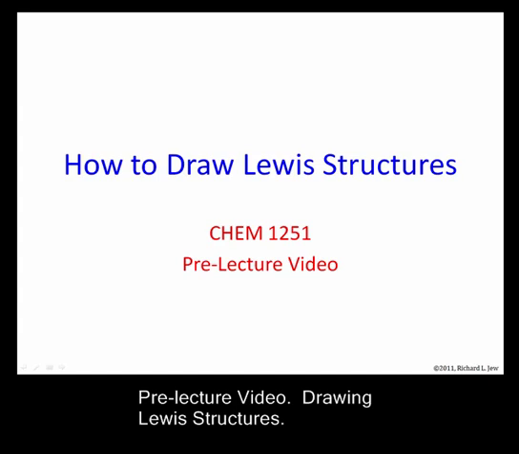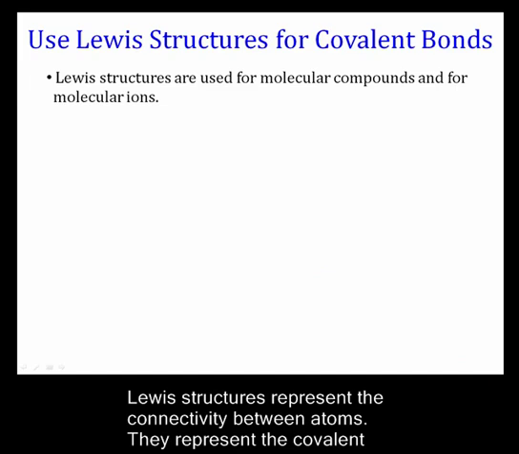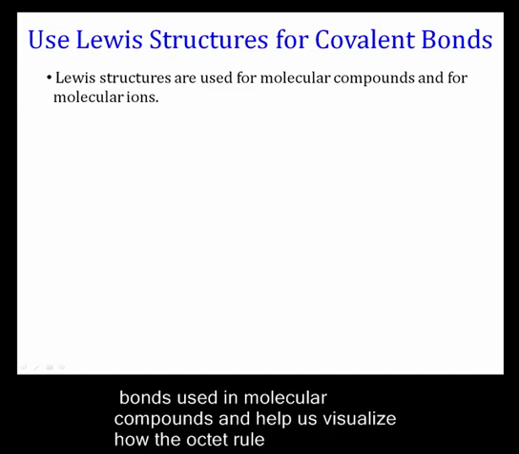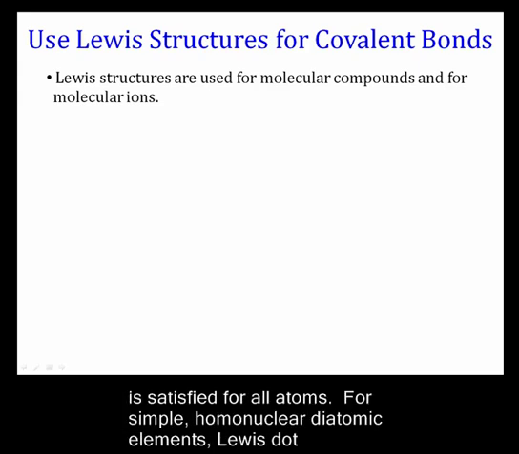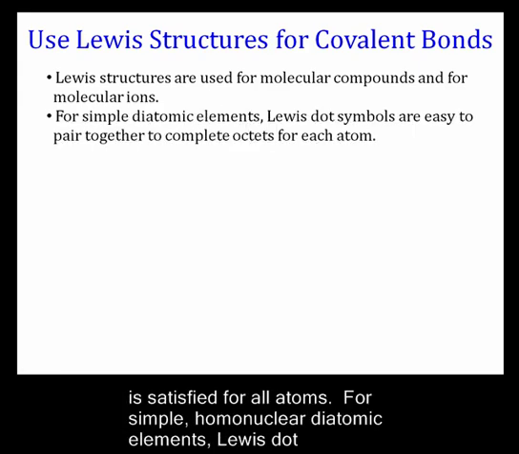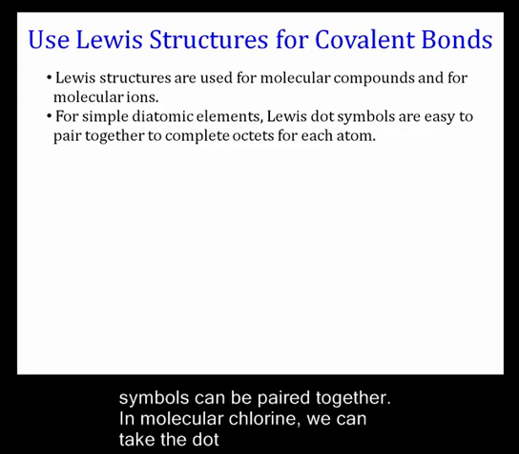Pre-lecture video, Drawing Lewis Structures. Lewis structures represent the connectivity between atoms. They represent the covalent bonds used in molecular compounds and help us visualize how the octet rule is satisfied for all atoms. For simple homonuclear diatomic elements, Lewis dot symbols can be paired together.